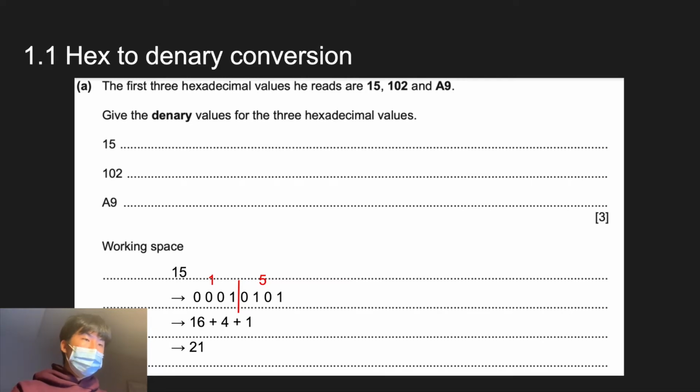If the question were to ask, change this denary value into hexadecimal, you would do the opposite. What you would do is first change the denary into a binary number, then divide the binary number into 4 digits by drawing lines, and change each group of 4 digits into 1 hexadecimal value. If you put that together, you'll get a hexadecimal value. So changing from hexadecimal to denary, you must pass a step which requires writing of binary.